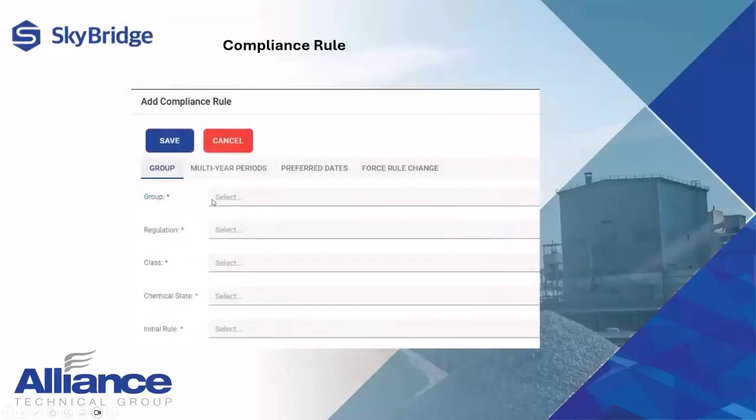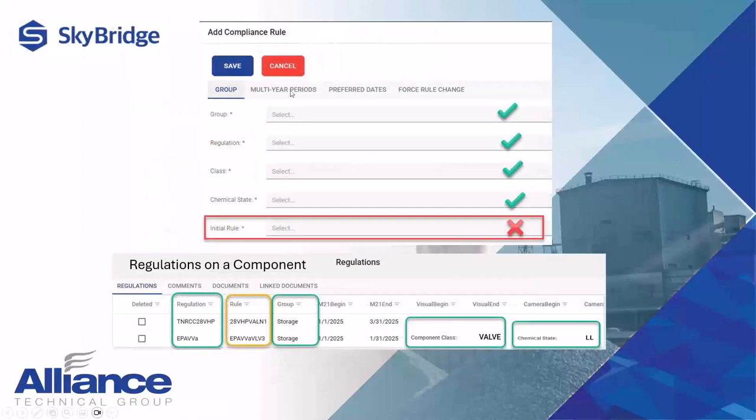Now, meaning that in the compliance rule table, you have to populate the group, the regulation, the class, the chemical state, and the initial rule. Whatever's on the component has to match what's in the compliance rule table. And I know many of you have gotten that initial rule missing. This other screenshot is going to show you. Now, this is on the component.